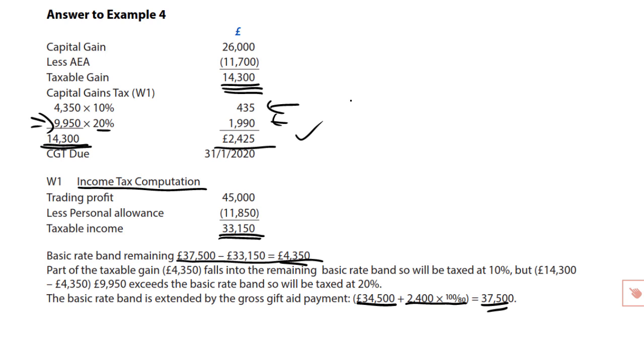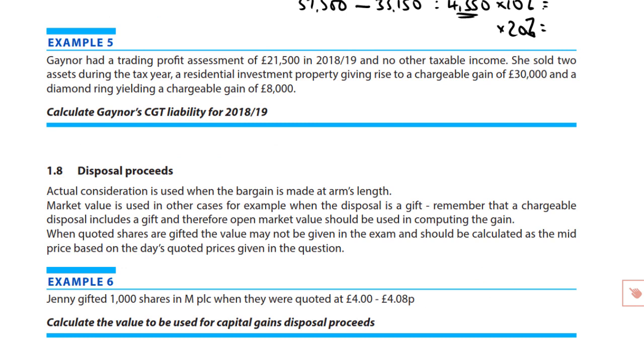Again, you know when that due date would be, only relevant, of course, if they ask for it. So we've got 2,425 in relation to the CGT liability. Okay, one more exercise then to deal with. What new thing can they possibly bring in here? Well, let's see what we've got.